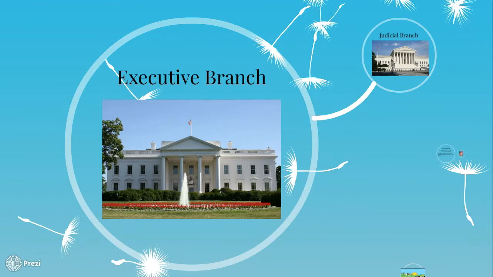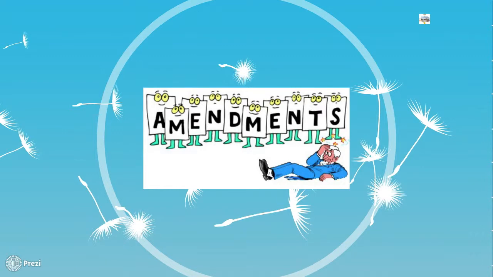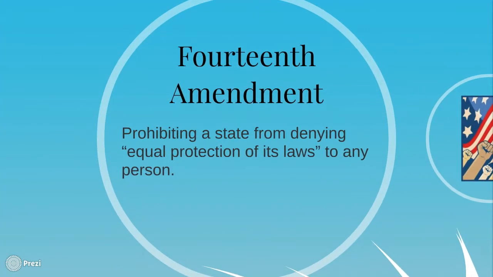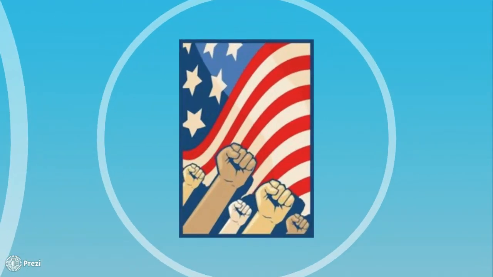The U.S. Constitution laid out several principles that have come to be especially relevant to environmental policy. The 14th Amendment prohibits a state from denying equal protection of its laws to any person. This amendment provides the constitutional basis for the environmental justice movement.